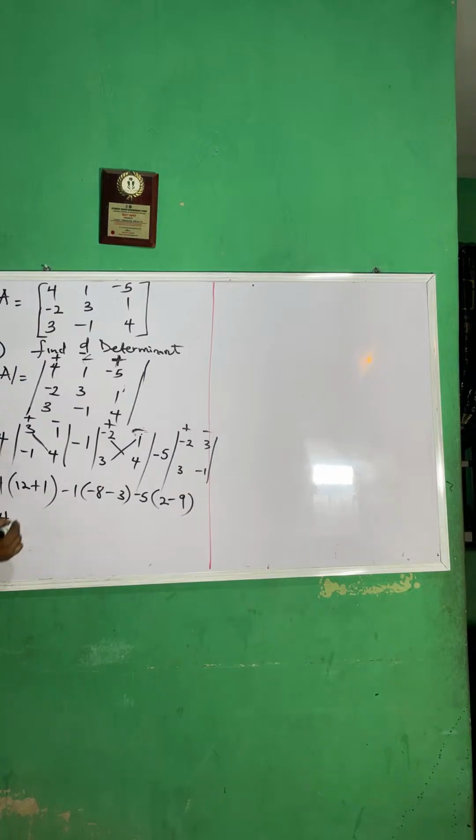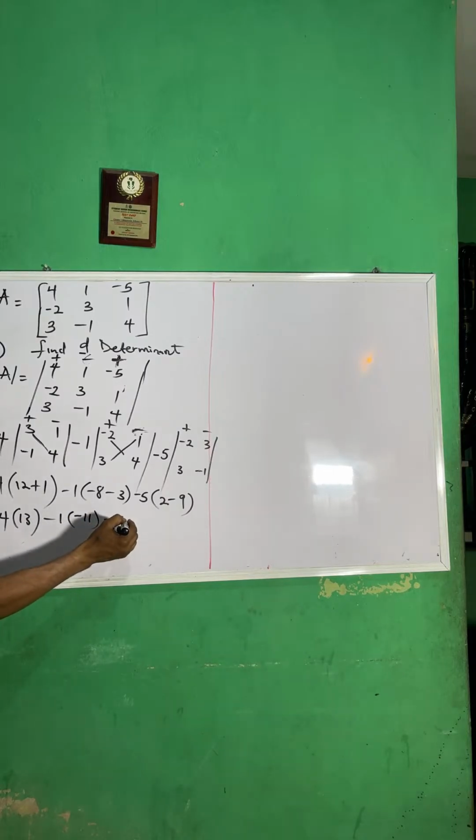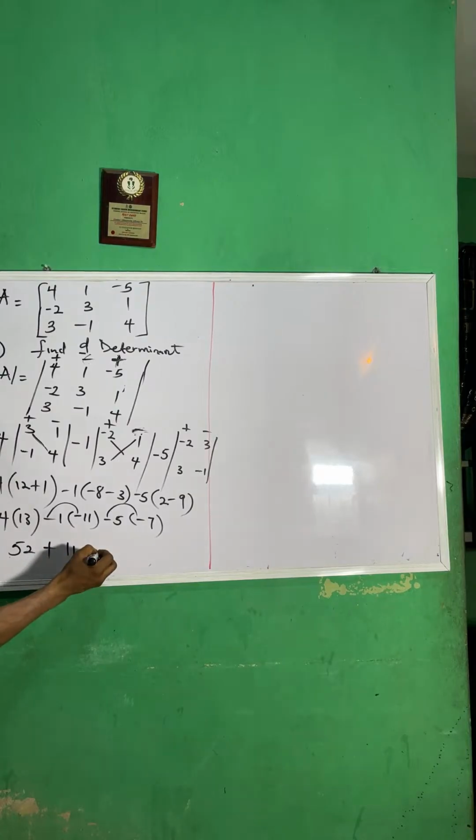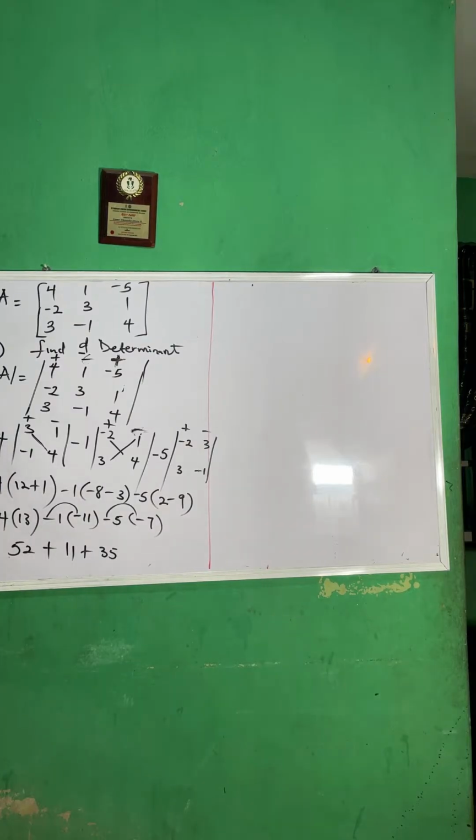So here we can now say we have 4 into bracket 13, minus, this one is going to give me minus 11. Then minus 5, and this one is going to give me minus 7. So in that case, we'll be having 4 times 13. Sorry, I said 14. So that's 52. So this one is giving us 52 plus 11. Don't forget, minus times minus will give you plus. So minus times minus here will also give you plus. This one will give me 35. 5 times 7 is going to give me 35.